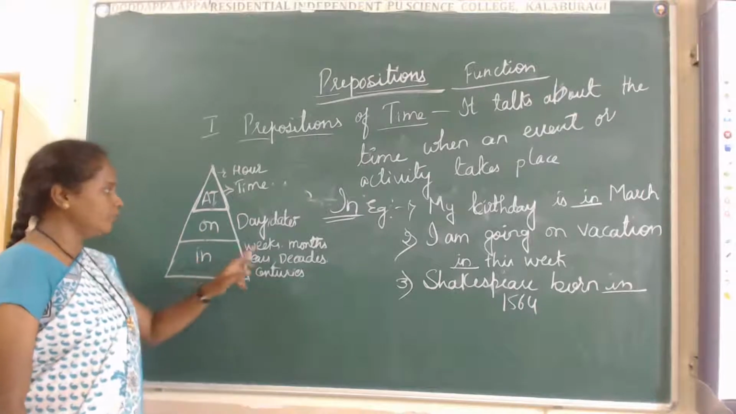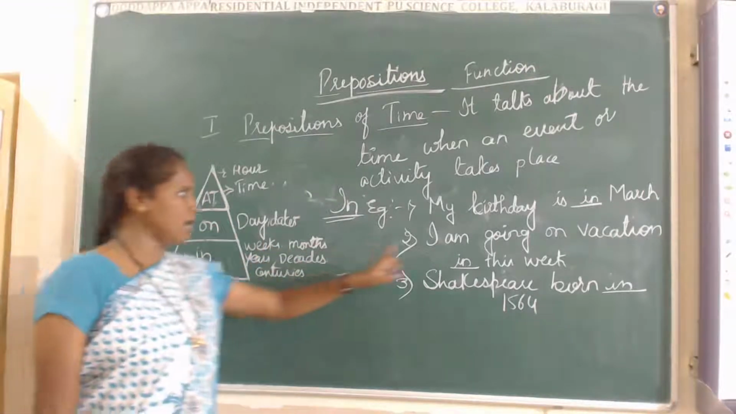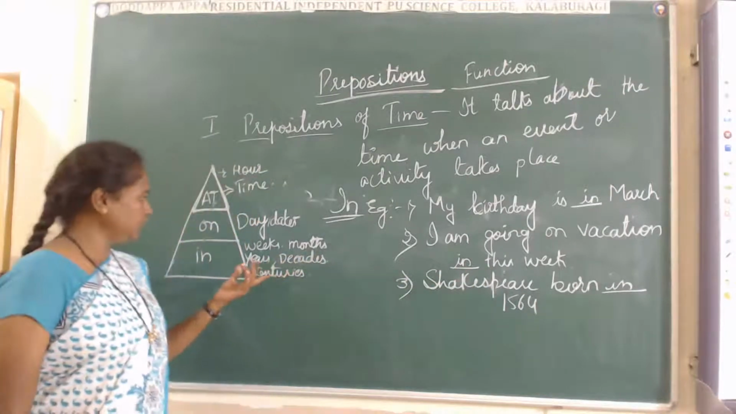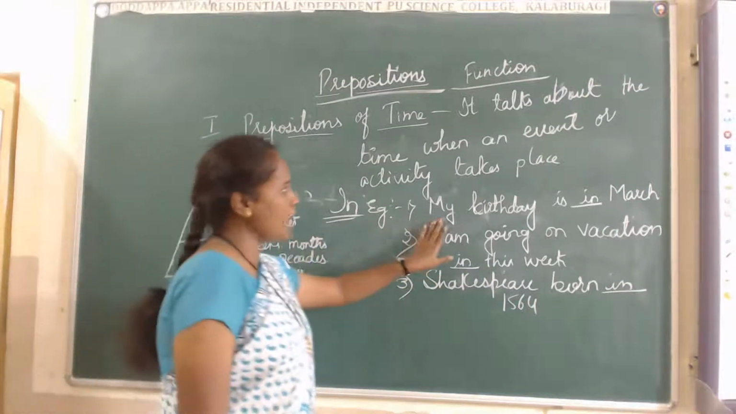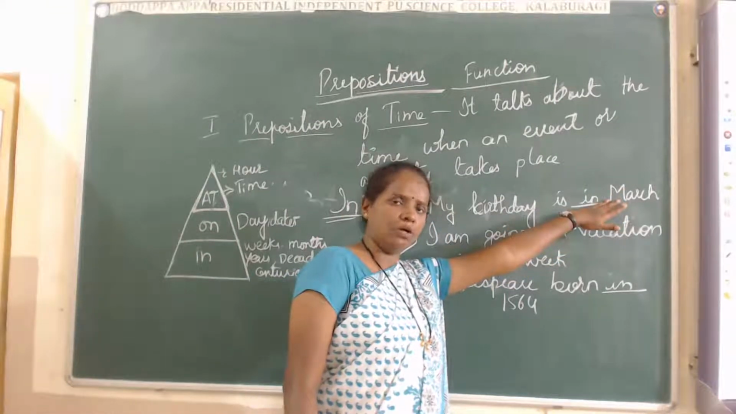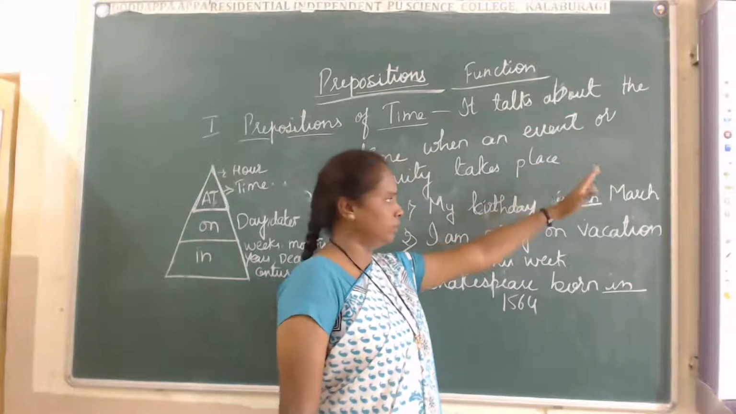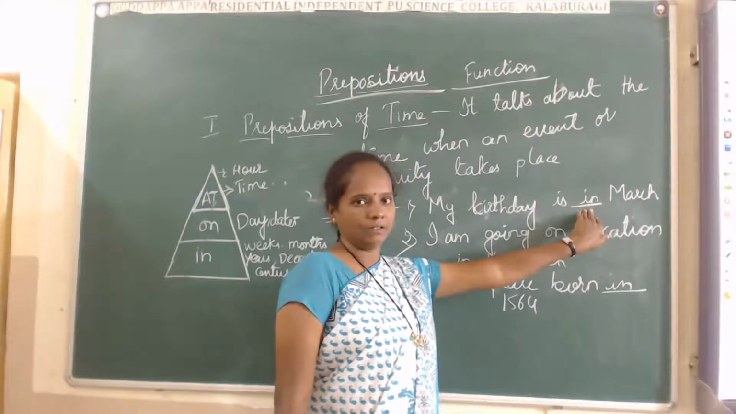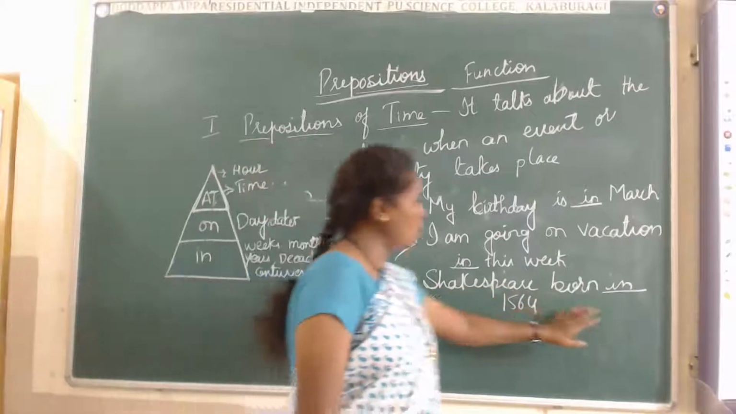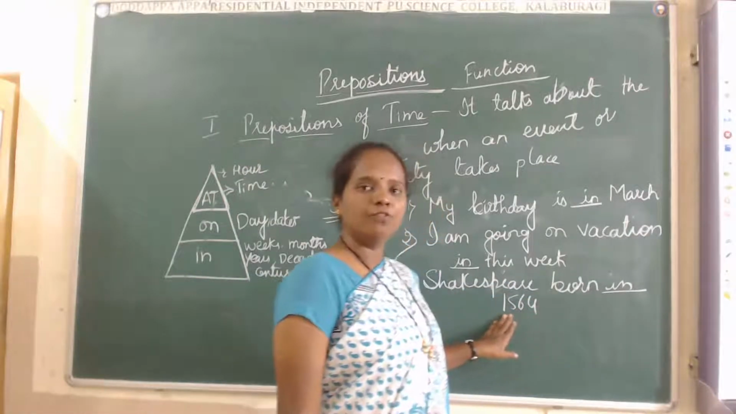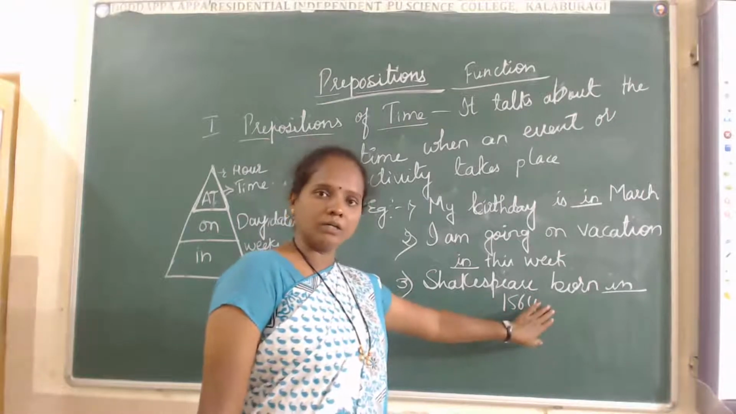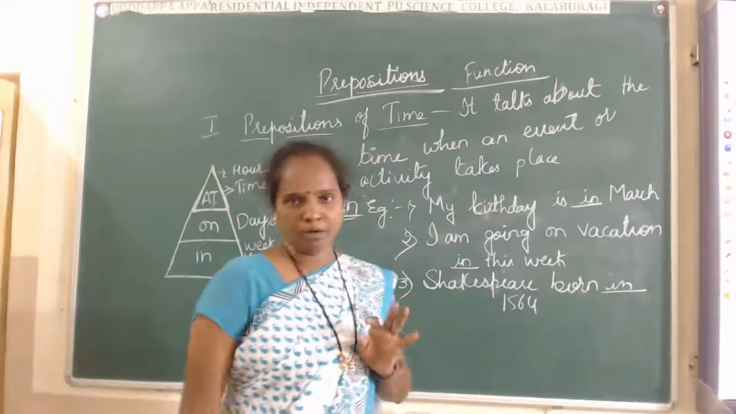And for weeks: I am going on vacation in this week. In which week? We don't know. Month: my birthday is in March or in October or in July or in June. There is no particular date mentioned here. And the year: Shakespeare was born in 1564. But we don't know the exact date or day of Shakespeare's birth.